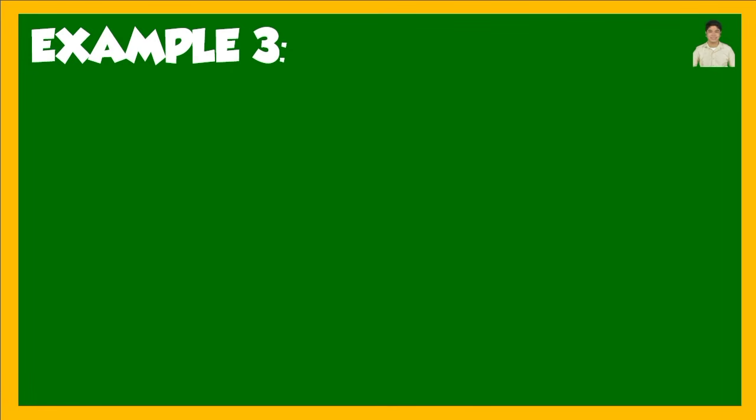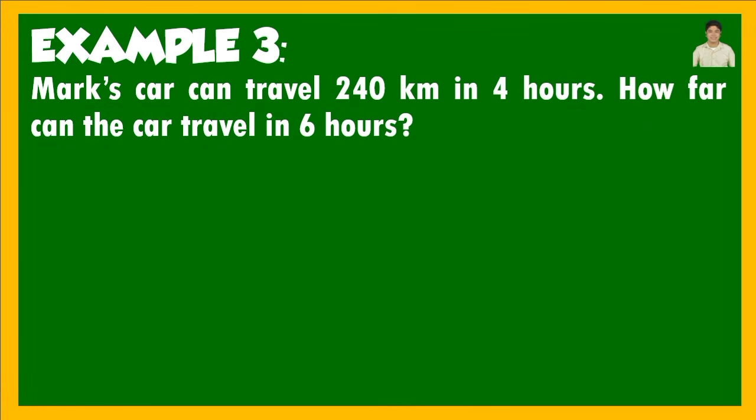So, let's have the last problem for direct proportion. Mark's car can travel 240 kilometers in 4 hours. How far can the car travel in 6 hours? So, dito po sa ating problem, nakikita natin na 240 kilometers na ang na-travel ni Mark, yung kotse ni Mark, sa loob lamang ng 4 hours. So, ang tanong natin, ilang kilometers na ang layo or ang distance ng car ni Mark kapag 6 hours na. So, sulat natin yung ating solusyon.